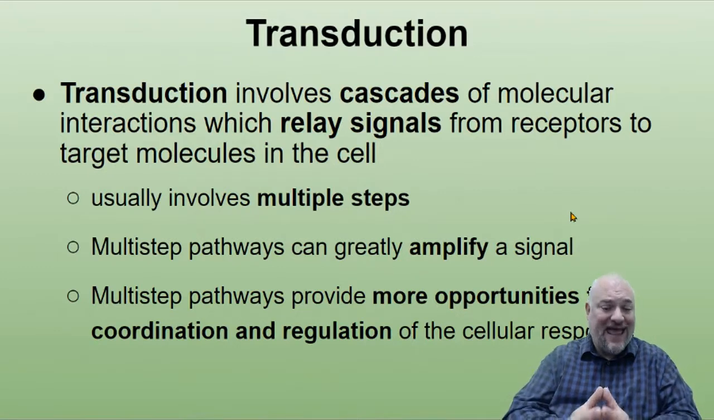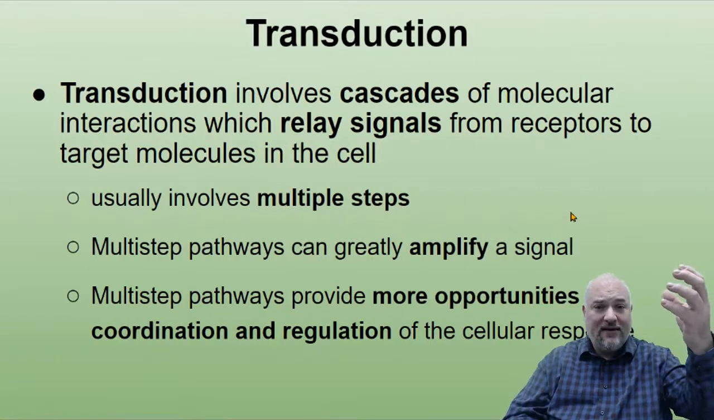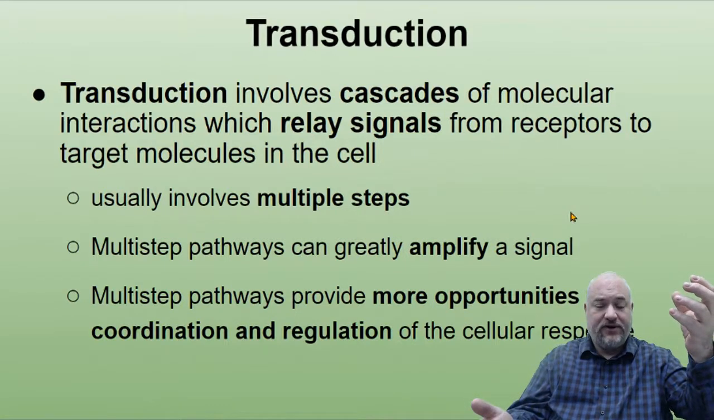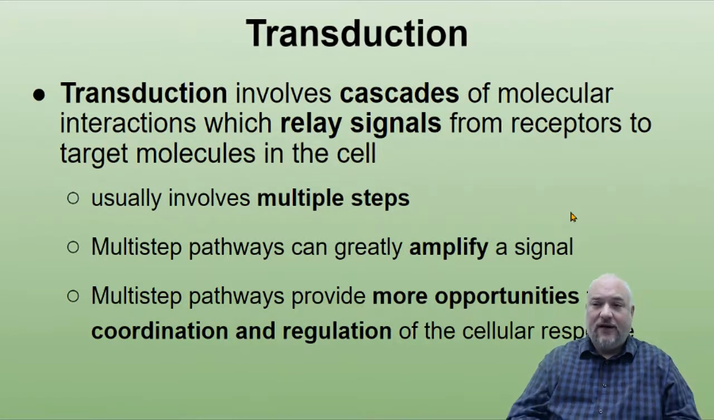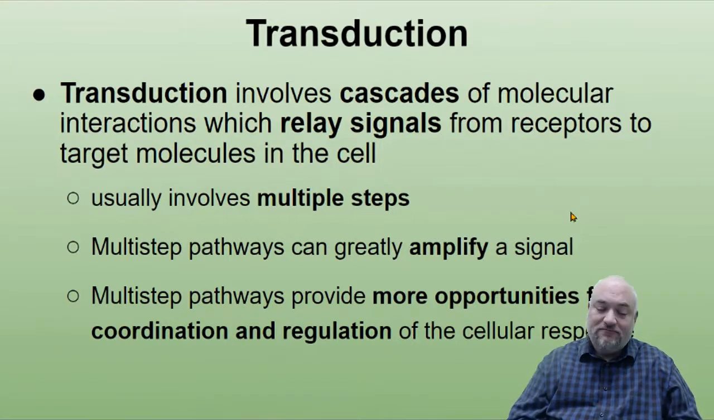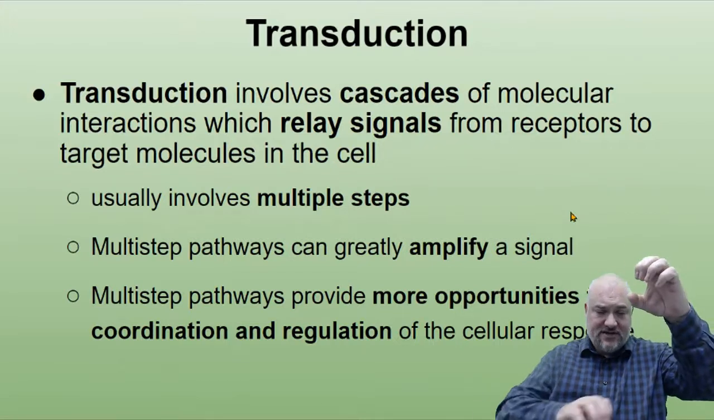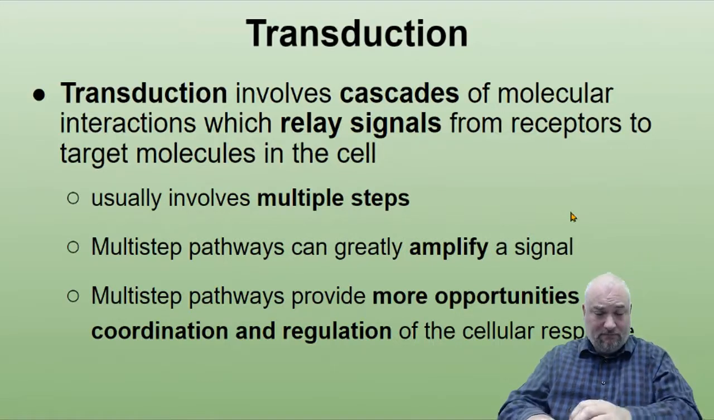There are benefits to multiple steps. They can greatly amplify a signal, meaning one ligand can trigger, you know, a million glucoses to get broken down, for instance, or a hundred million. It's a lot. I've got a diagram later on that shows that. These multi-step pathways also provide more opportunities for coordination and regulation of the cell process. It's not just this changes and then the cell responds. You've got all these steps in the middle.